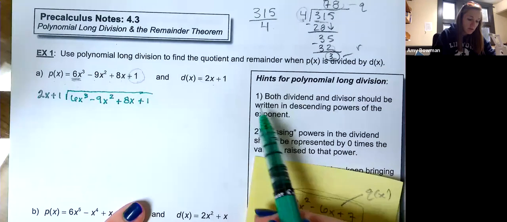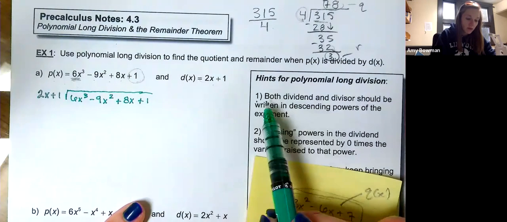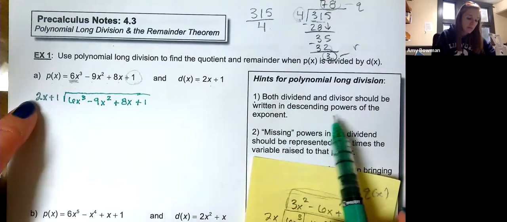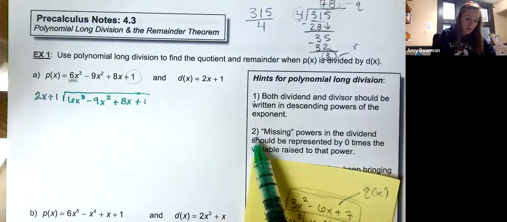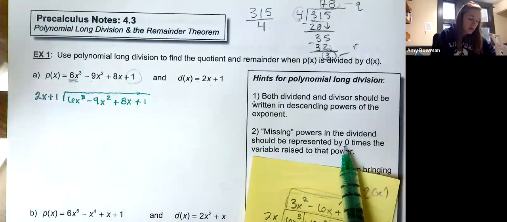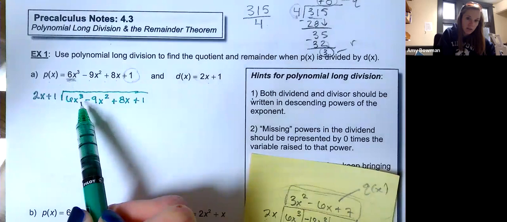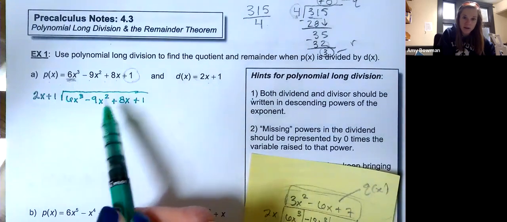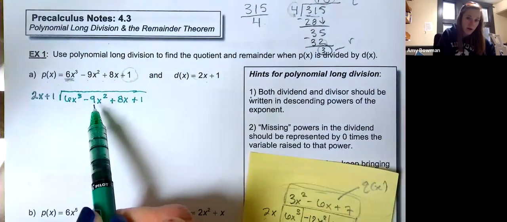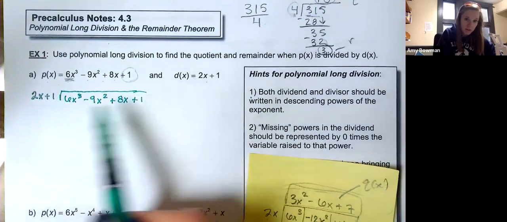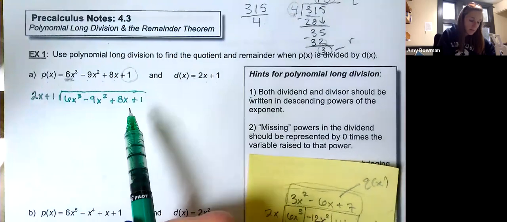So the first thing here, these are hints for polynomial long division: both the dividend and the divisor should be written in descending powers, and missing powers should be represented by 0 times the variable. That means if I had 6x cubed here and it jumped to 8x, then I would need to put 0x squared. So you want to represent every power of x. This one I have x cubed, squared, to the first, and then 1. So I've already done that here.